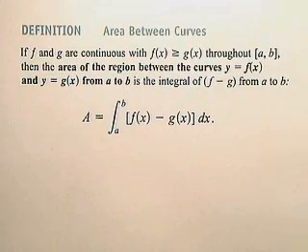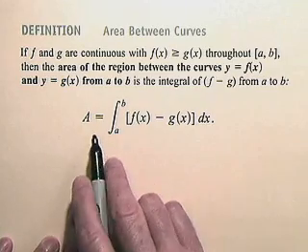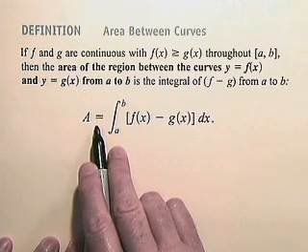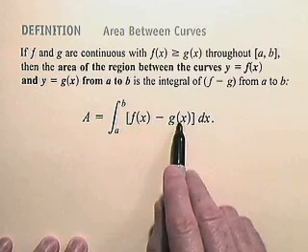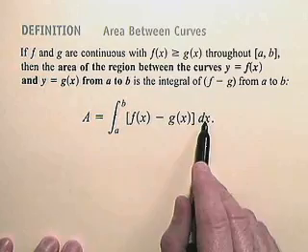Area between curves. If f and g are continuous with f of x greater than or equal to g of x throughout the closed interval a, b, then the area of the region between the curves y equal f of x and y equal g of x from a to b is the integral of f minus g from a to b. So in symbols, that's capital A for the area equals the definite integral from a to b of [f of x minus g of x] dx.